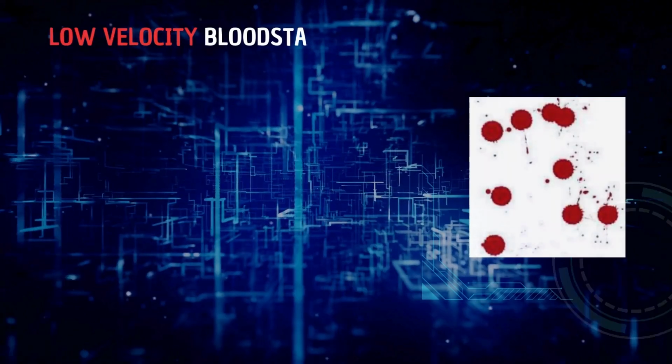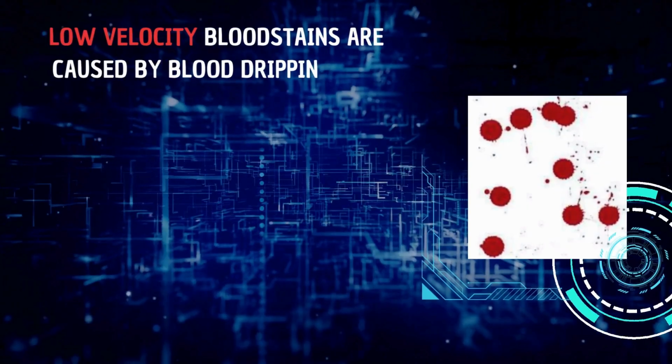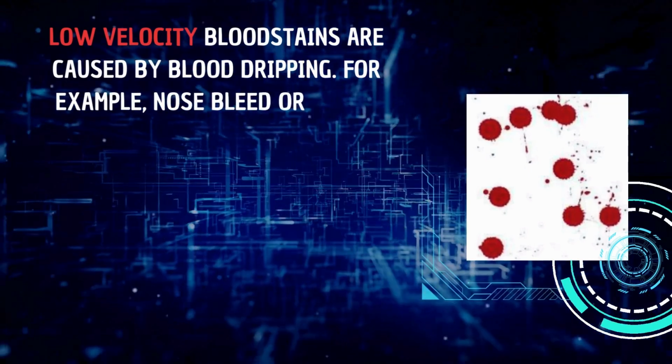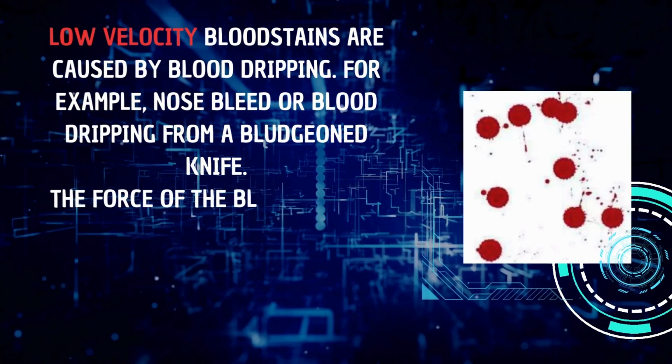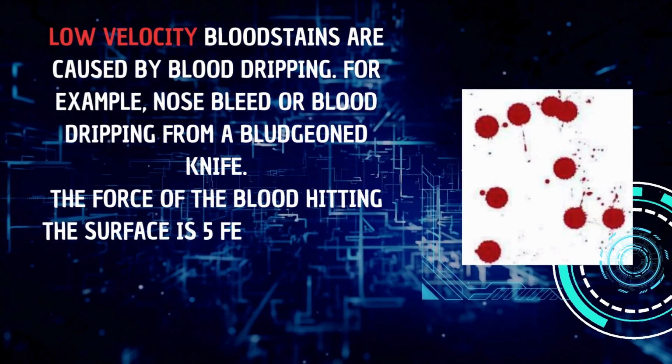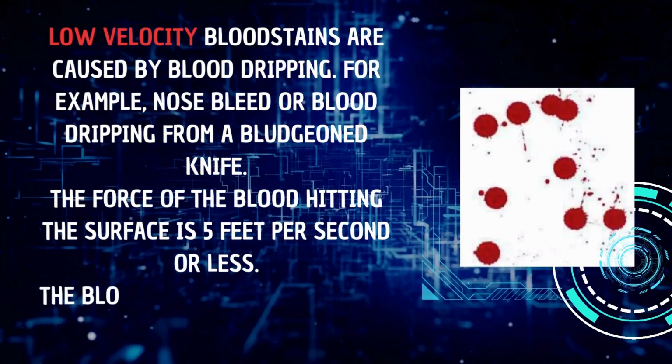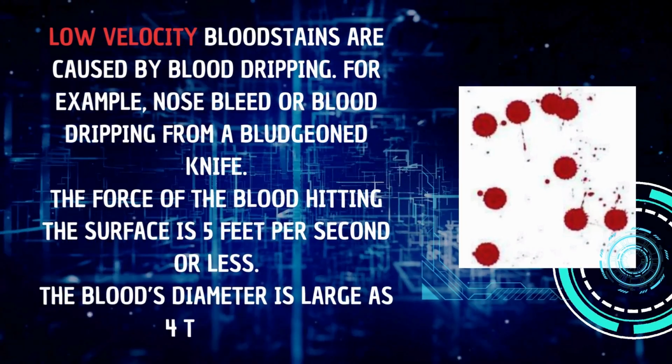Low-velocity bloodstains are caused by blood dripping. For example, nosebleed or blood dripping from a bludgeon knife. The force of the blood hitting the surface is 5 feet per second or less. The blood's diameter is as large as 4 to 8 millimeters.